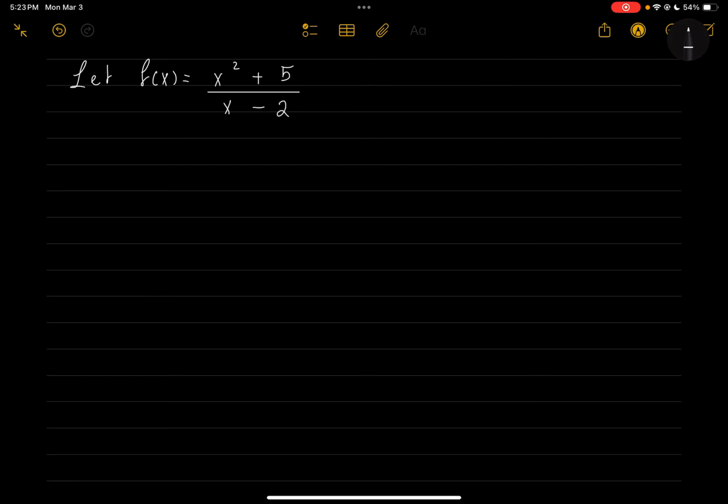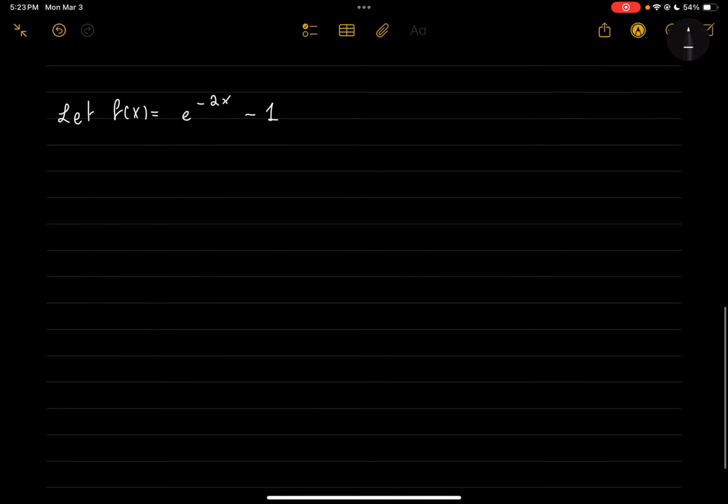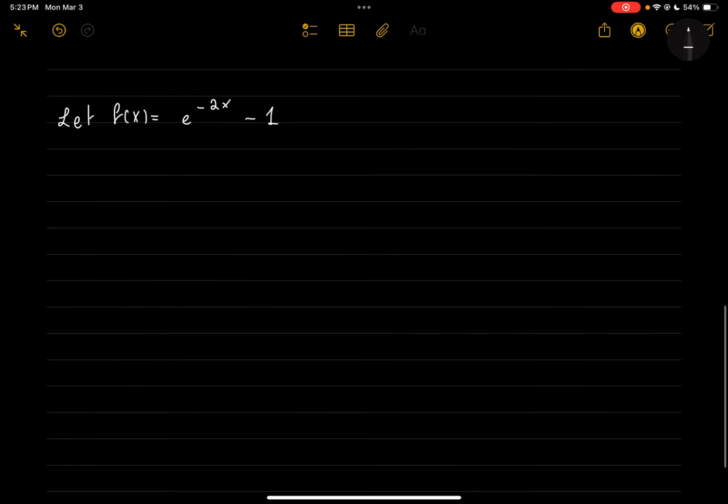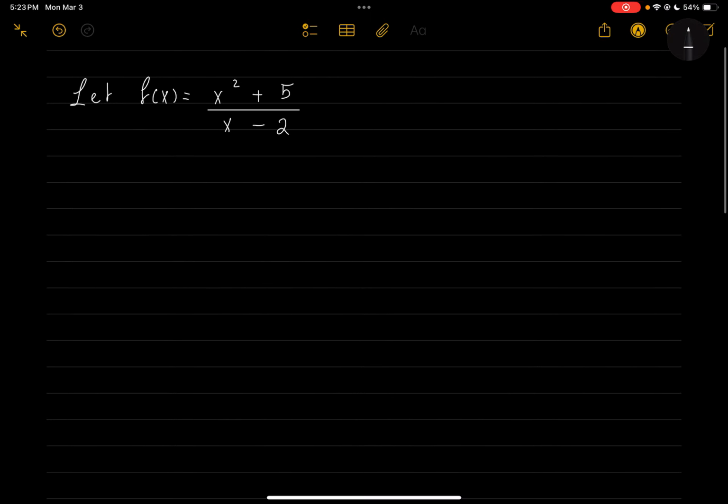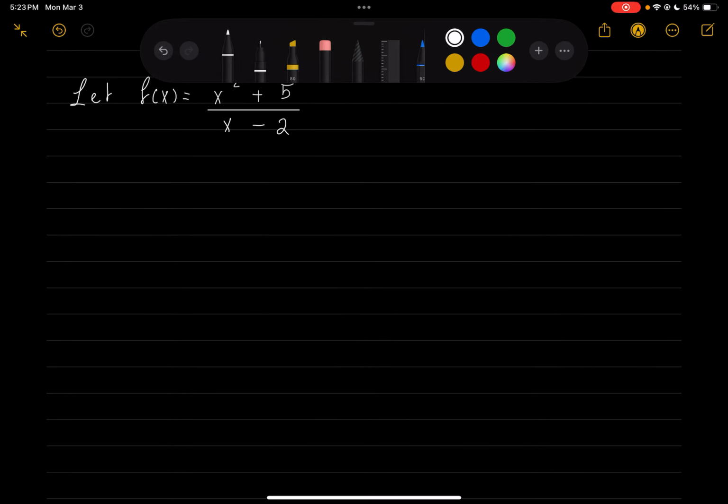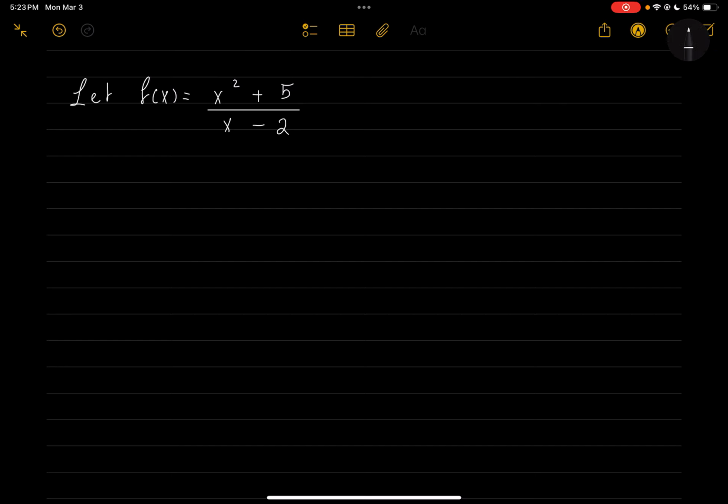In this video, we're going to be solving two questions from Unit 5, one on a rational function and the other on an exponential function. I didn't write the questions because they should be very obvious. The first thing we need to do to analyze a rational function is to find the domain of definition.